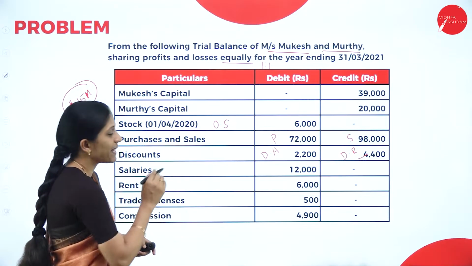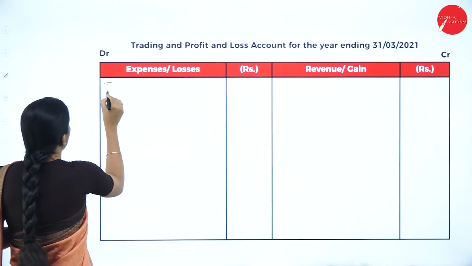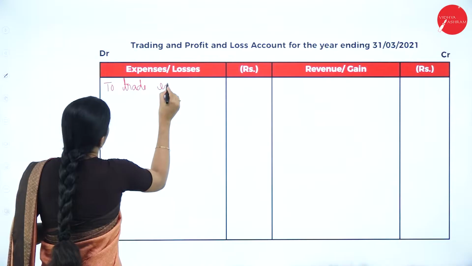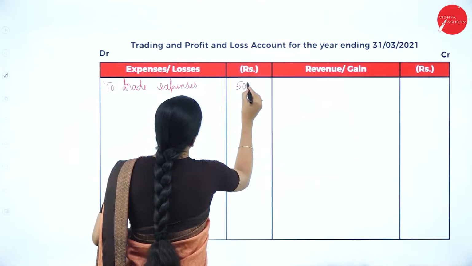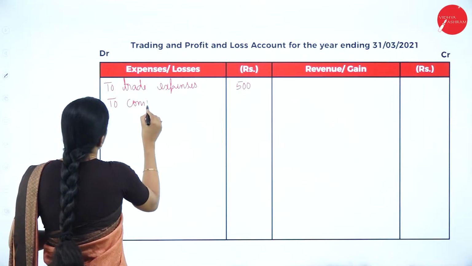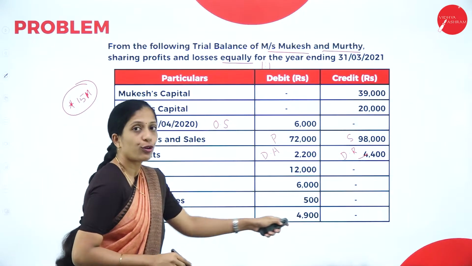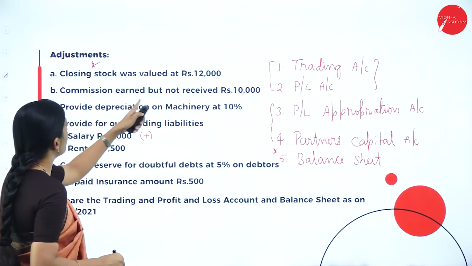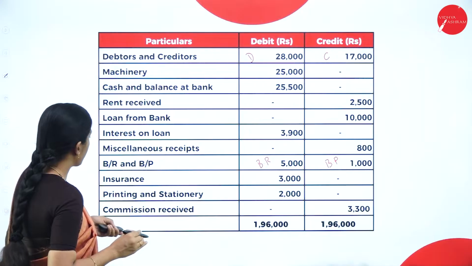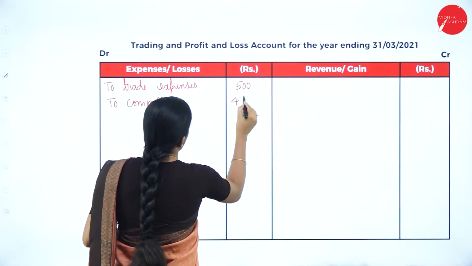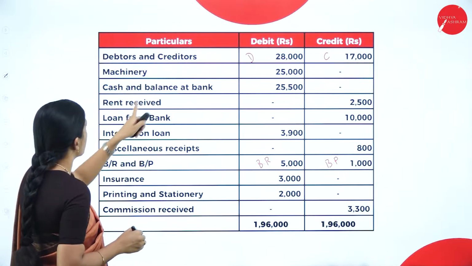After rent, next we have trade expenses 500. Let us see any adjustment on trade expenses. So, we don't have. So, how do you record? To trade expenses and the amount is 500. Next we have commission. To commission. Now let us see how much commission they have given, 4,900. But if you see the adjustment, here we have commission earned but not received, which means it is outstanding income. So you have to record in the credit side. Now commission, how much they have given? That is 4,900.